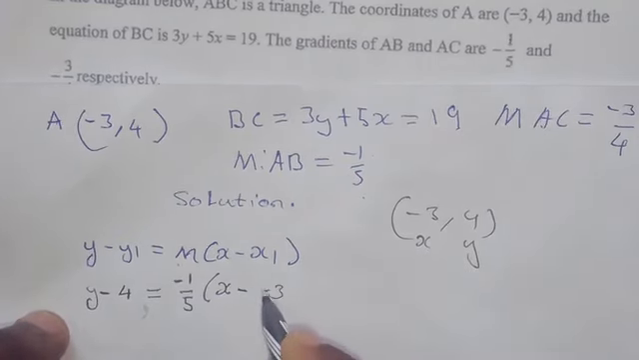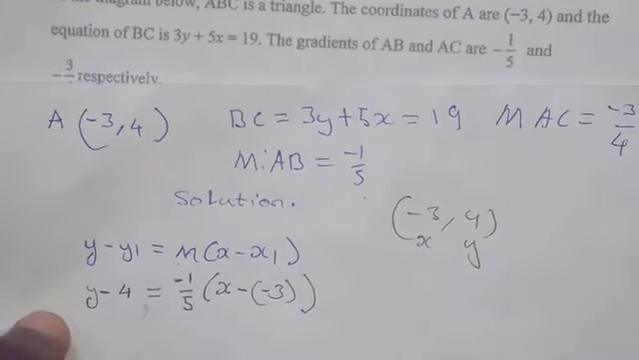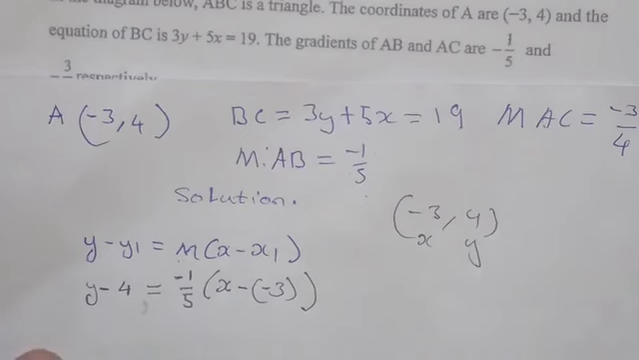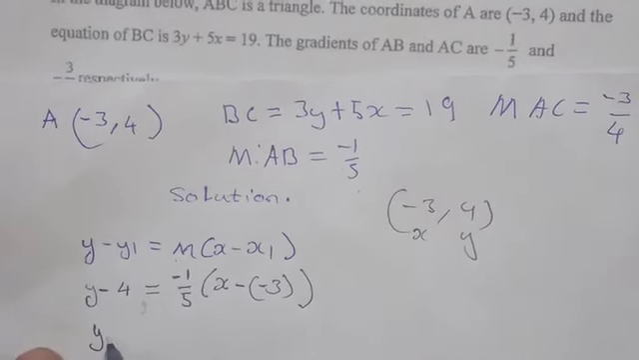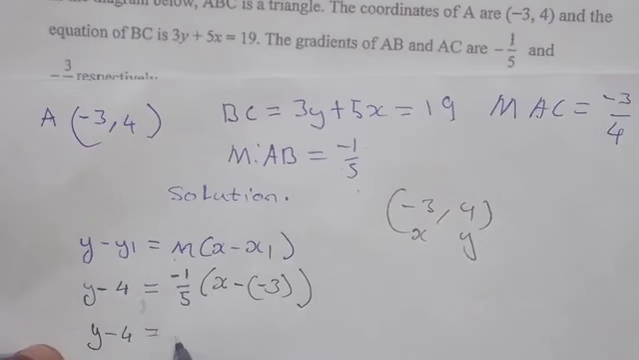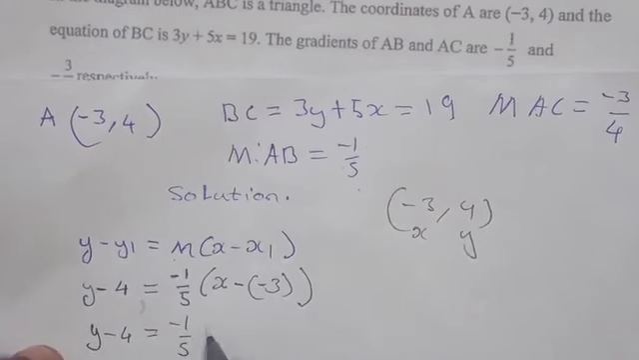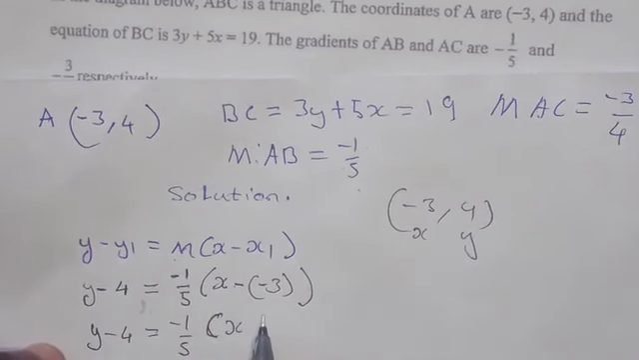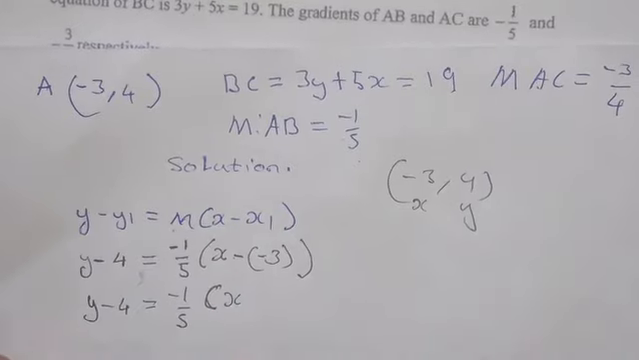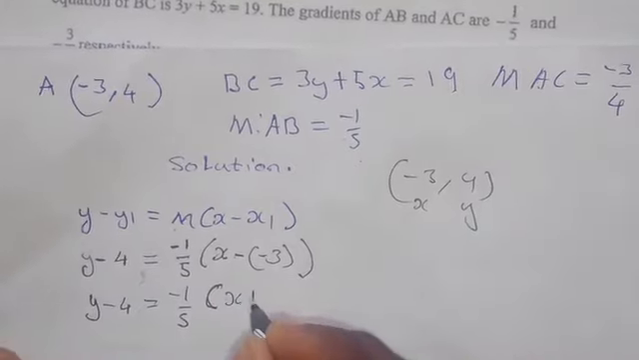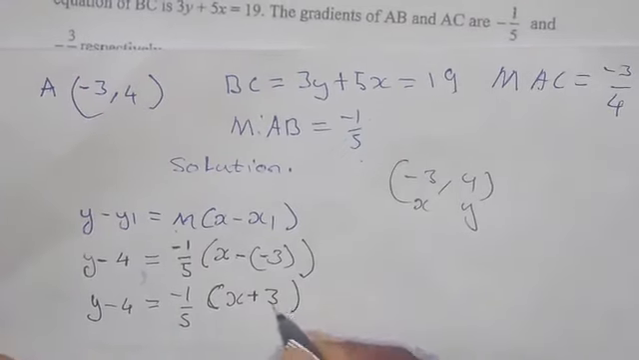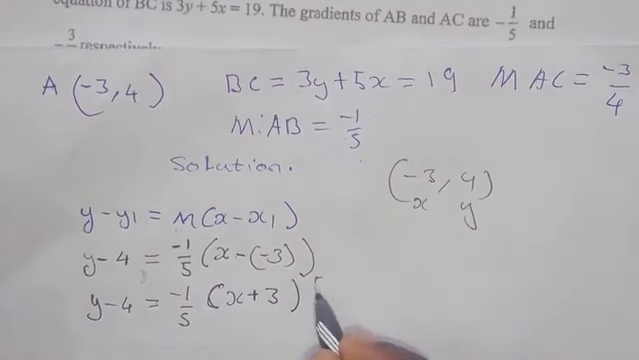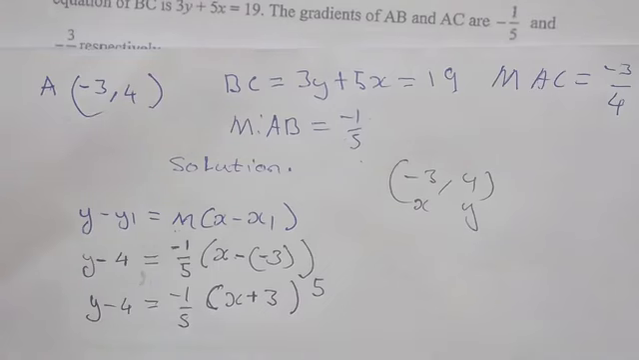So we're going to have -3 like this. Okay, so let's now begin our calculation. So we're going to have y minus 4 is equals to -1/5, open brackets, x, negative multiplied by negative, it will give you positive. So here we're going to have a +3. Okay, then we put 5 this side, so that we can get rid of the fraction.